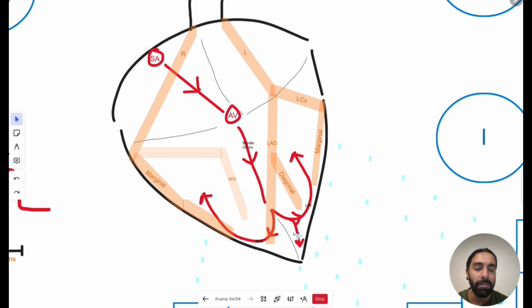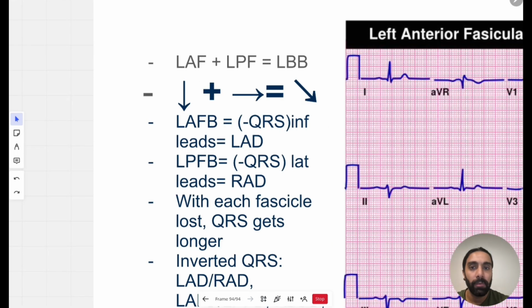So if one of these is blocked, just like in a bundle branch block, you can get a fascicular block, and the opposite would happen. So let's say the anterior fascicle is not working, then you just have this unopposed posterior fascicle. And the left anterior fascicle and posterior fascicle, these two create this down and towards lead 2 type of direction.